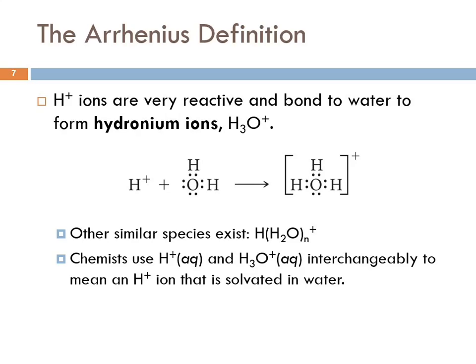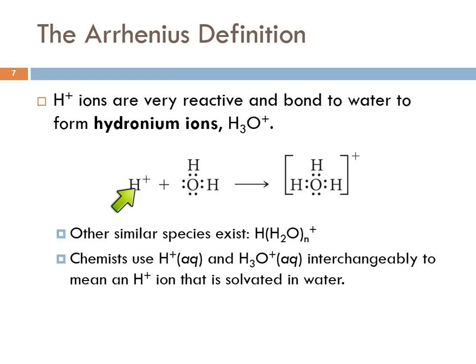Hydrogen ions are very reactive. What is a hydrogen ion? It's just a proton. A hydrogen atom is one proton and one electron. You take the electron away, what do you have left? A proton. So here we have a naked little proton swimming around. It's not going to be very happy by itself. It's going to be very, very reactive.